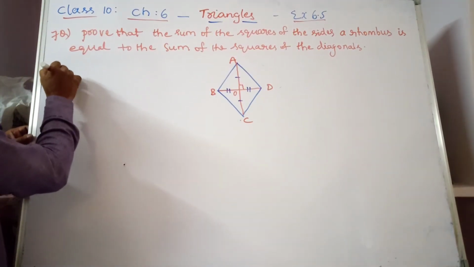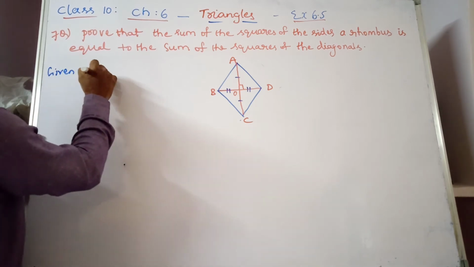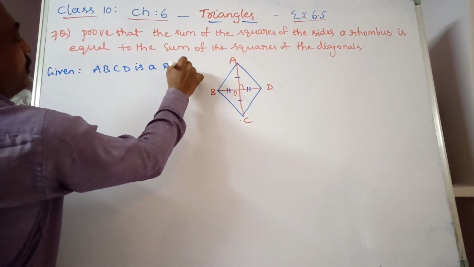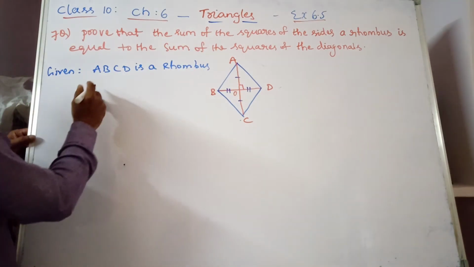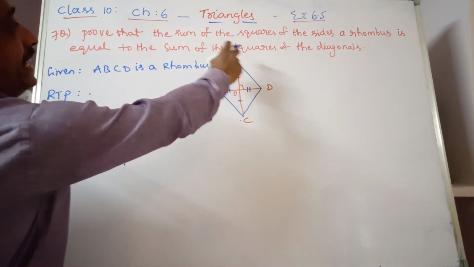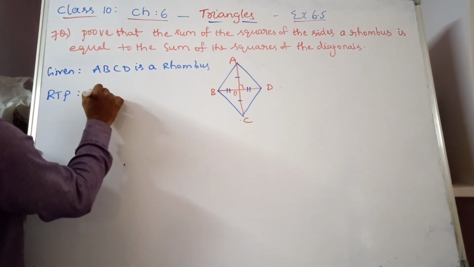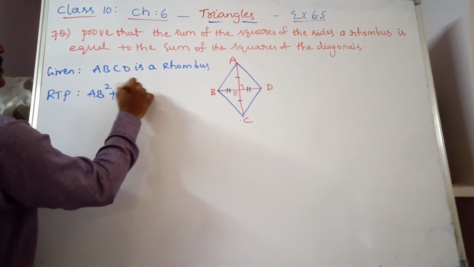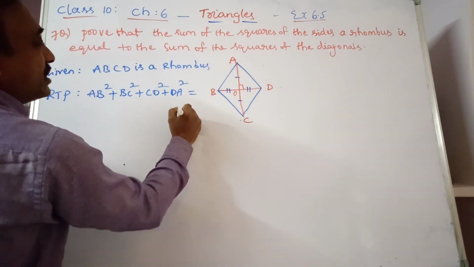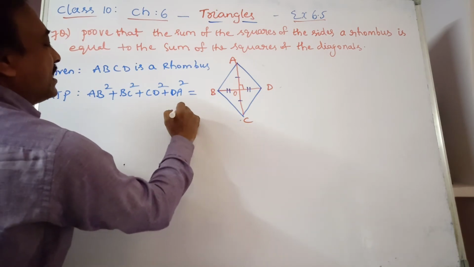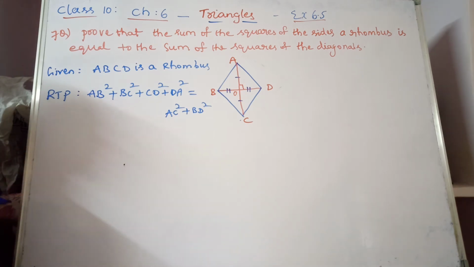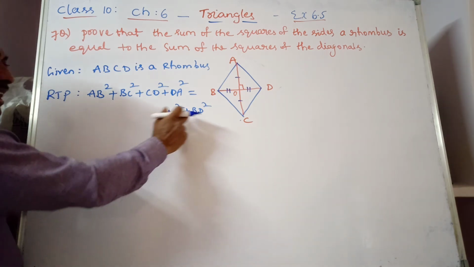Okay. So given ABCD is a rhombus, and we have to prove that. Required to prove, what we have to prove? Sum of the squares of the sides of the rhombus. That means AB square plus BC square plus CD square plus DA square is equal to the sum of the squares of diagonals. That is AC square plus BD square. Observe it.